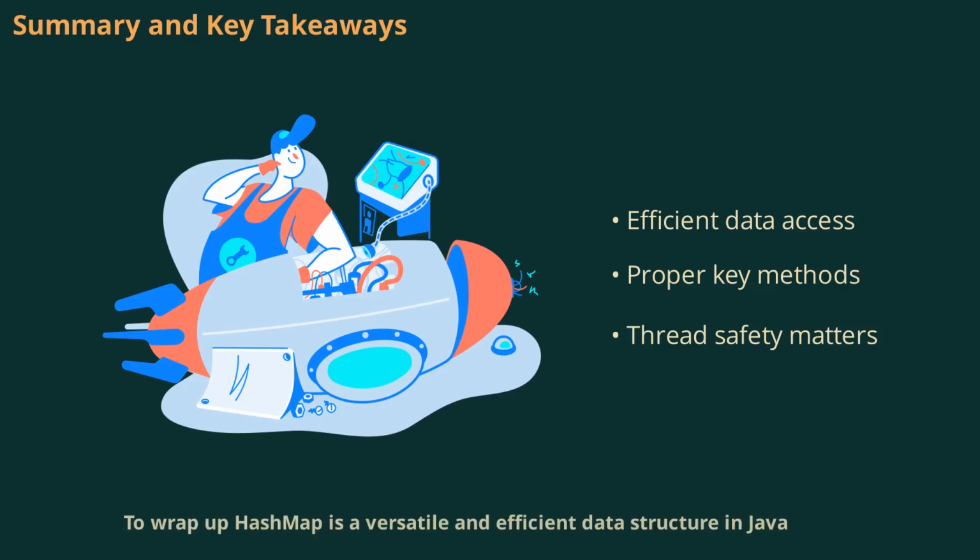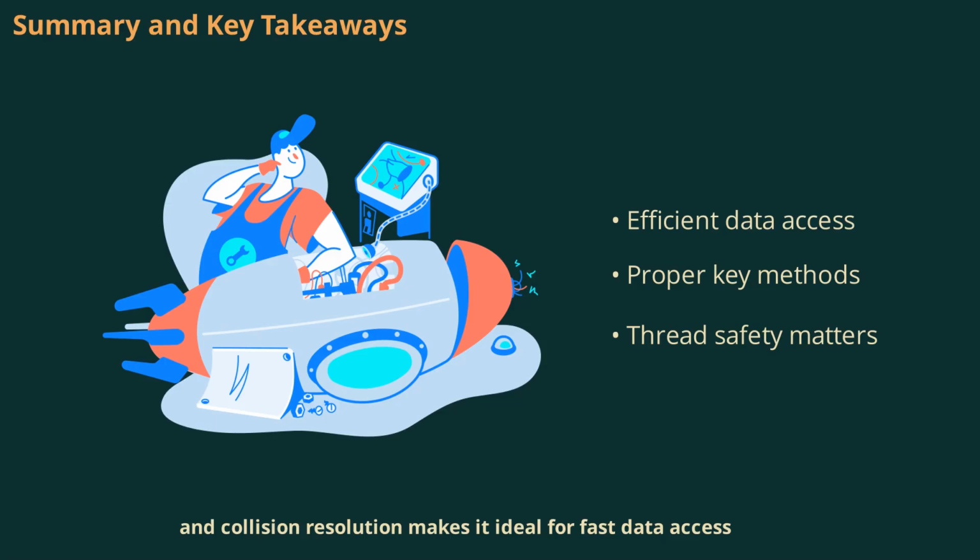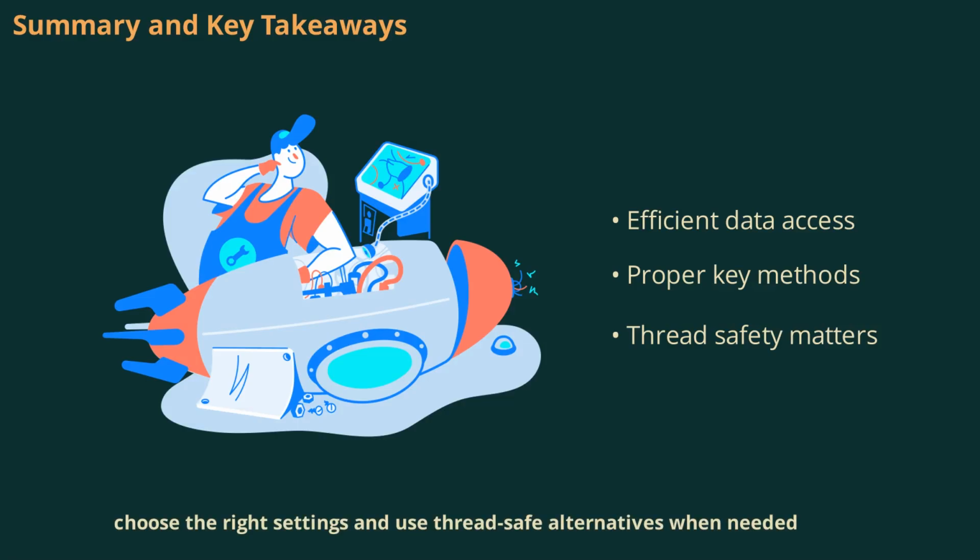To wrap up, HashMap is a versatile and efficient data structure in Java. Its use of hashing, buckets, and collision resolution makes it ideal for fast data access. Remember to implement hashCode and equals properly, choose the right settings, and use thread-safe alternatives when needed. Mastering HashMap will greatly enhance your Java programming skills.